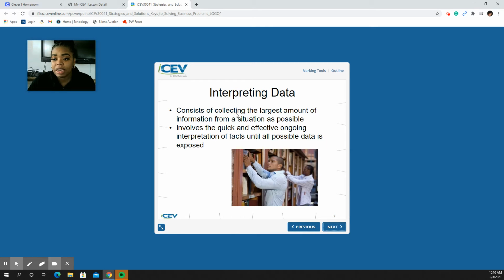Interpreting data consists of collecting the largest amount of information from a situation as possible, and then you have a quick and effective interpretation of the facts until all of the data is exposed. You have to look at what you've been given. So, for example, if people have stopped shopping in Walmart and started shopping somewhere else, Walmart has to first interpret the data. How many fewer people are shopping at our store? After they come up with that number, then they can say, have other stores recently gotten a growth in people going to their stores? That is how they interpret the data to figure out how things are different.